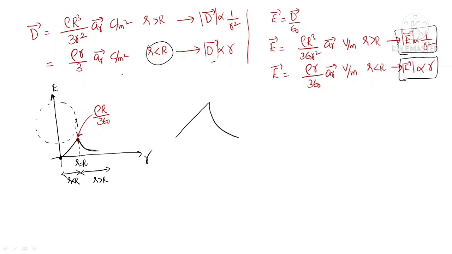Okay, and this value, what is this value? This value is rho into R by 3 epsilon naught. This is the E max value which is observed at the surface, exactly at the surface.